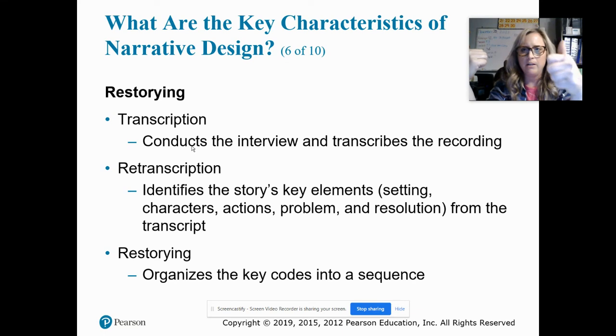So transcribing it, you are going to actually write word for word everything that they're telling you. You would probably record it with your phone or recording device of some kind, go back, and then you can hear it, and then you would just transcribe it. Now, after you've done that, you're going to do the retranscription, and that's when you retranscribe it with key elements. So it's not complete sentences, it's just the key elements or the main ideas from that transcription. And then the last phase is your restoring. And that's when you can just put it on a bullet list, like these different codes that you could pull from their transcription about what they were talking about and going through.